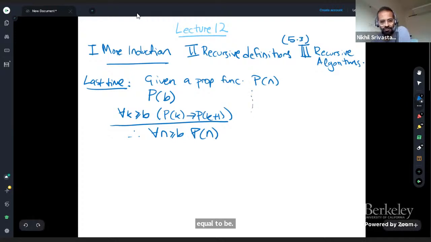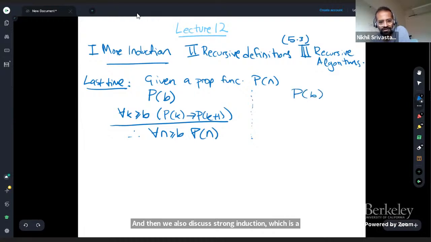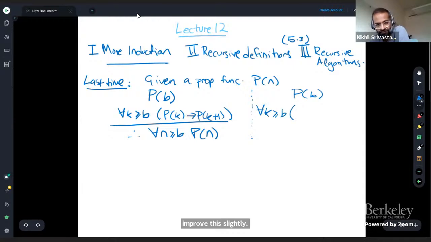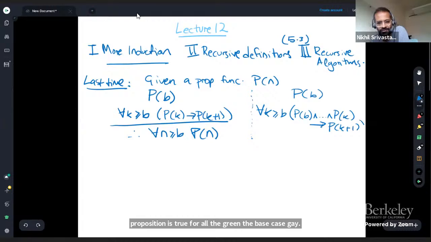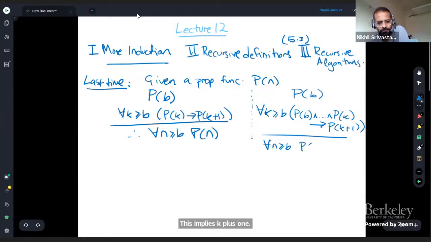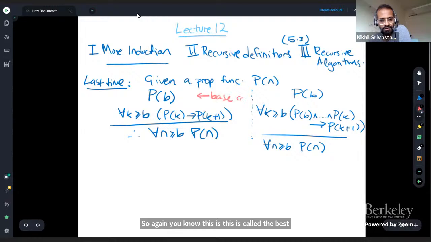And then we also discussed strong induction, which is a variation of this, where you prove P of B, and then you prove a slightly different implication: assuming the proposition is true for all integers between the base case and k, this implies P of k plus 1. And then the conclusion again was the same. So again, this is called the base case, and this is called the inductive step.